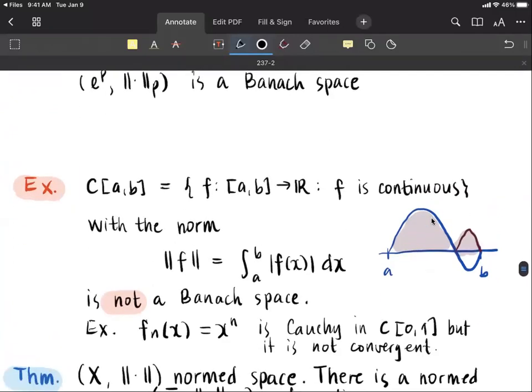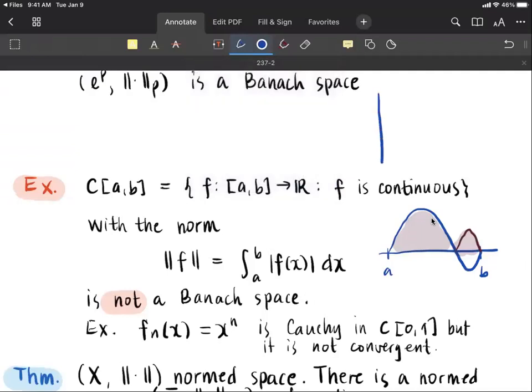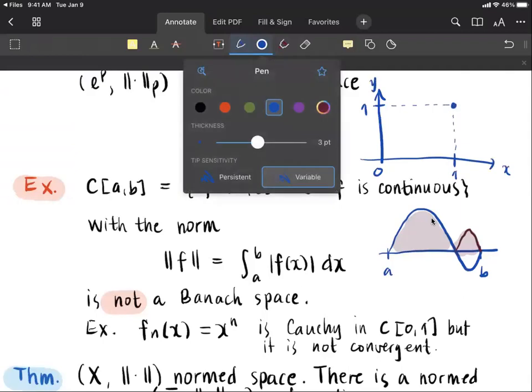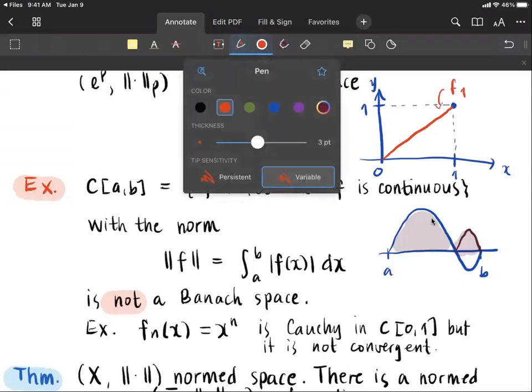Okay, to have a rough explanation on why this is the case, what would be the graph of these functions? So f1 would be this linear function, so that would be f1. f2 would be the quadratic function.